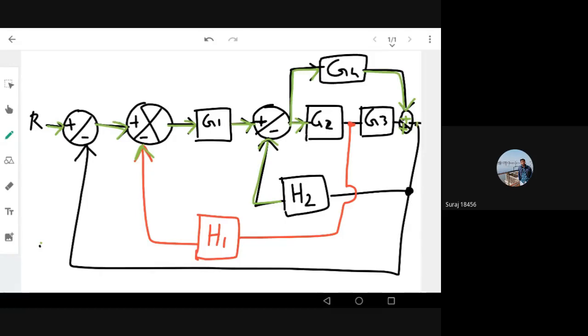You can call the output variable C, or any variable you like. For example, the output is C, a variable C. So you can try this. I will add some more problems and share them in the Google Classroom.